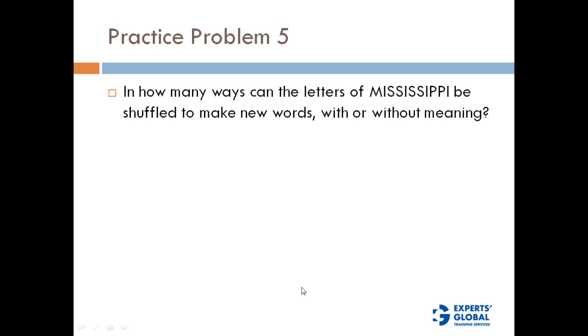Let's look at this problem. In how many ways can the letters of the word Mississippi be arranged to form new words with or without meaning? Okay, so let's see how many letters we have: 1 2 3 4 5 6 7 8 9 10 11. 11 factorial ways in which you can do it. But again, as in the last similar problem, how many m's do we have? We have 1 m. How many i's do we have? We have 1 2 3 4 i's. How many s's do we have? 1 2 3 4, we have 4 s's, and we have 2 p's.